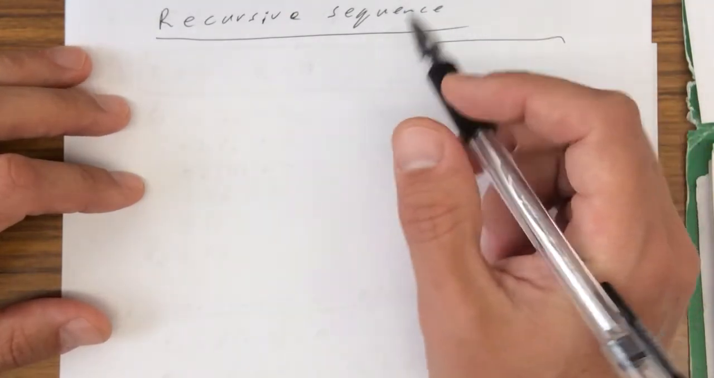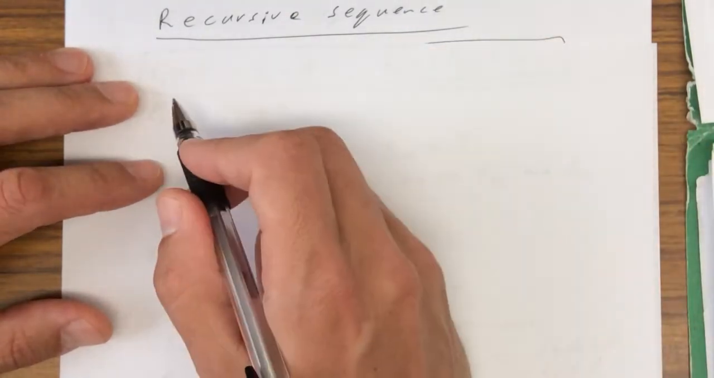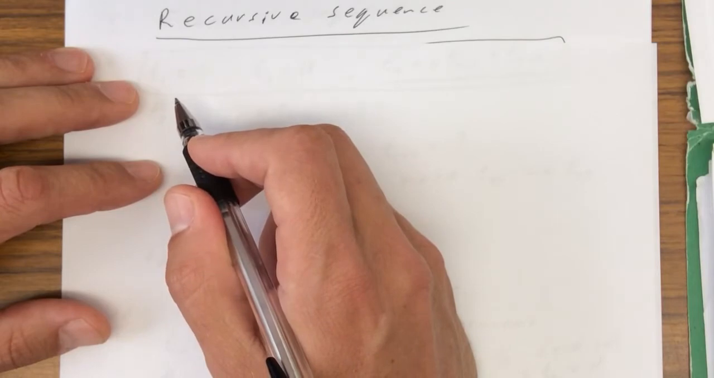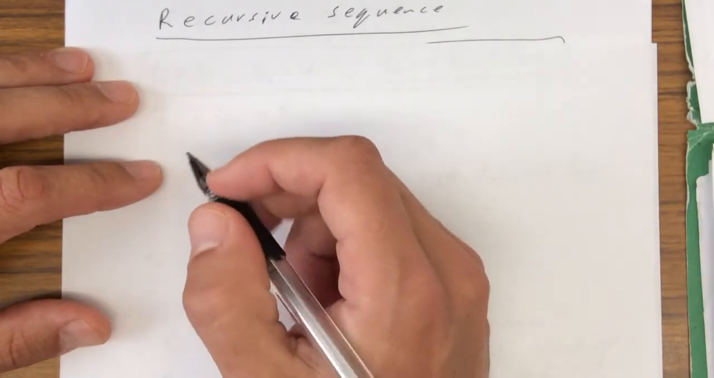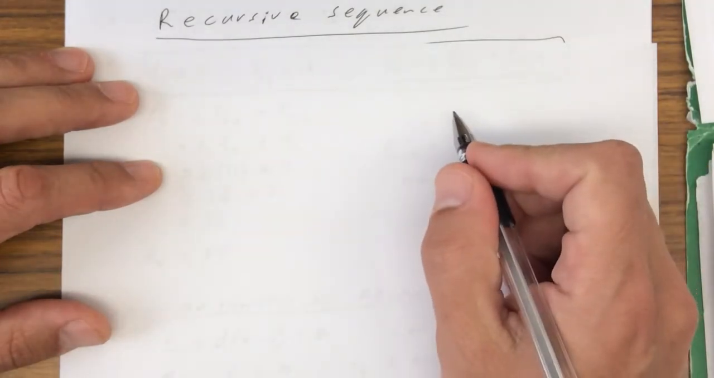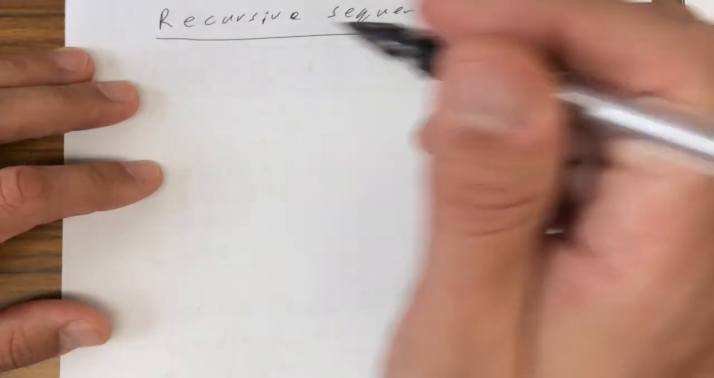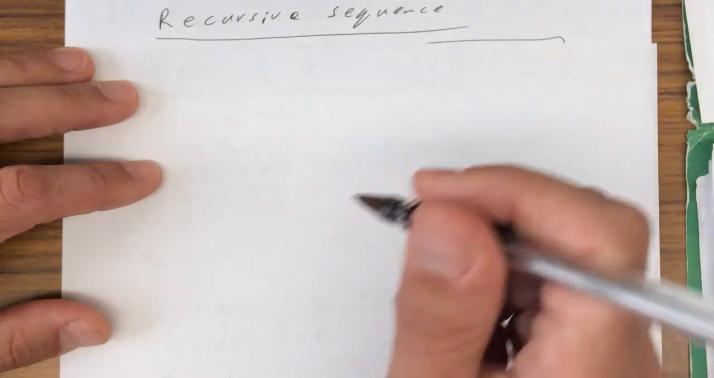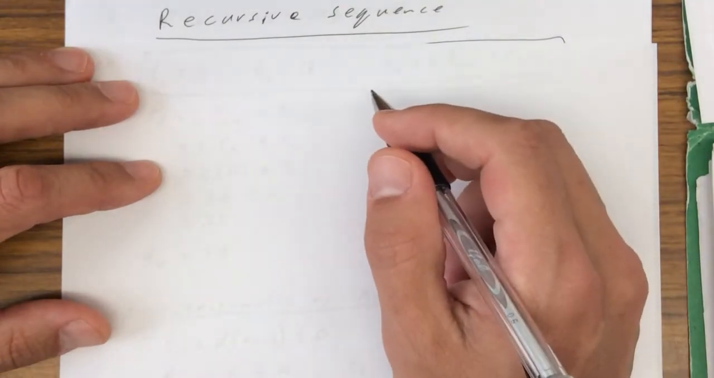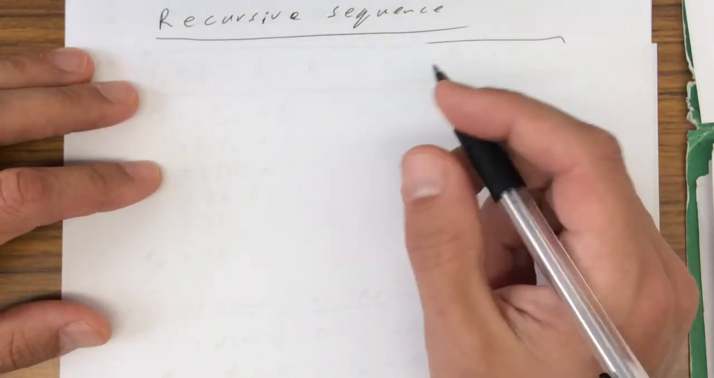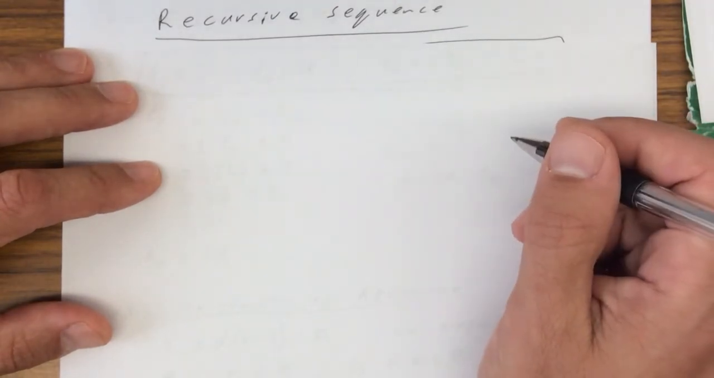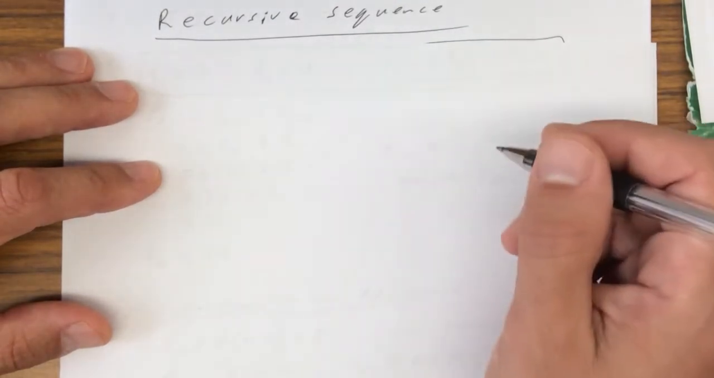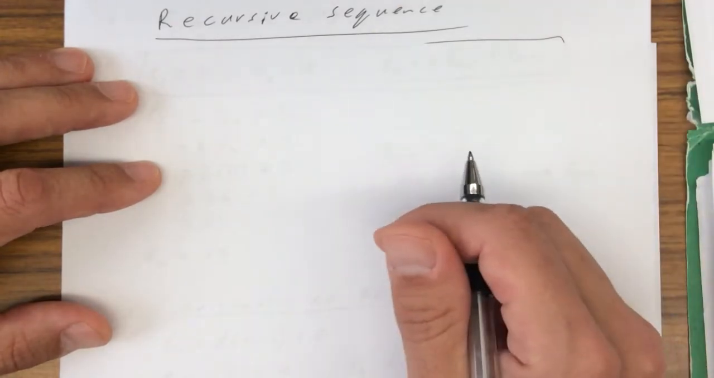In order to give a recursive definition, we have to be given at least one term, or the first term of the sequence. Maybe the first two, maybe the first three. And the formula depends on knowing the previous term or the previous two terms. So it's not convenient because if you want to calculate the 100th term, then you have to know the 99th term or the 98th term as well as the 99th term or a few before.